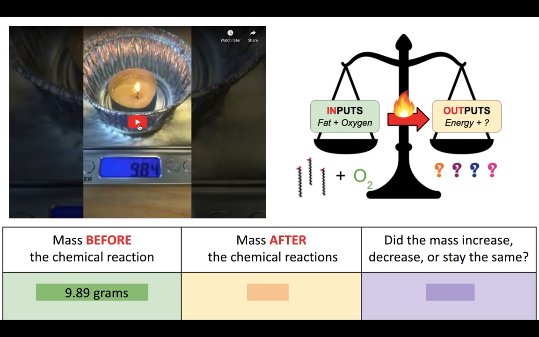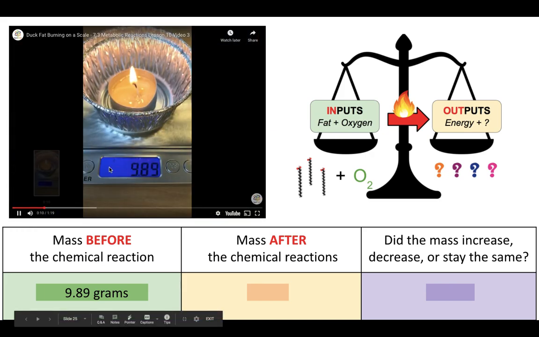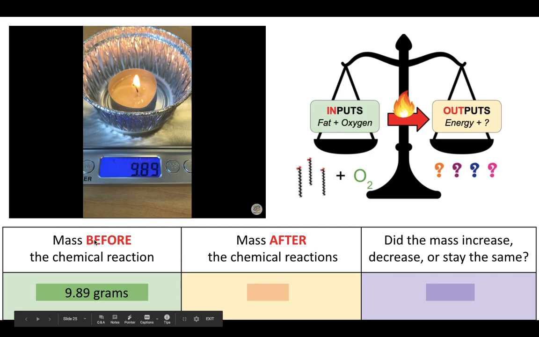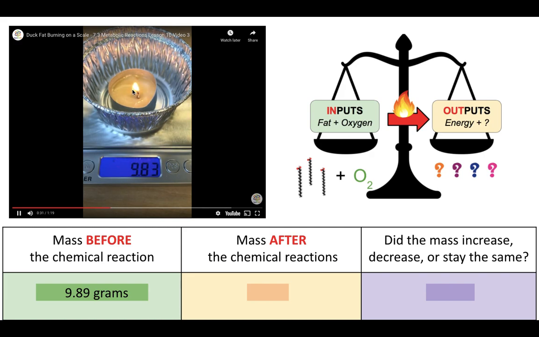So I'm going to press start, and the scale has been balanced to account for the weight of the tin foil and the candle cup. So the mass of the duck fat before the chemical reaction was 9.89 grams. Now we can see the chemical reaction happening. The duck fat is burning with oxygen, just like the way that fat burns in our body with oxygen as an input.